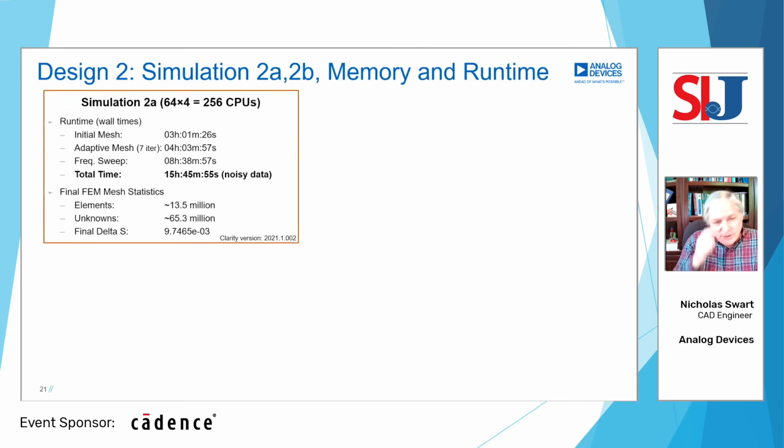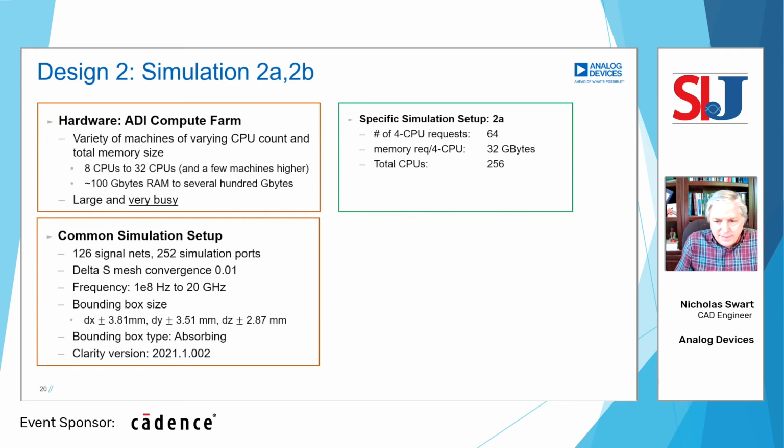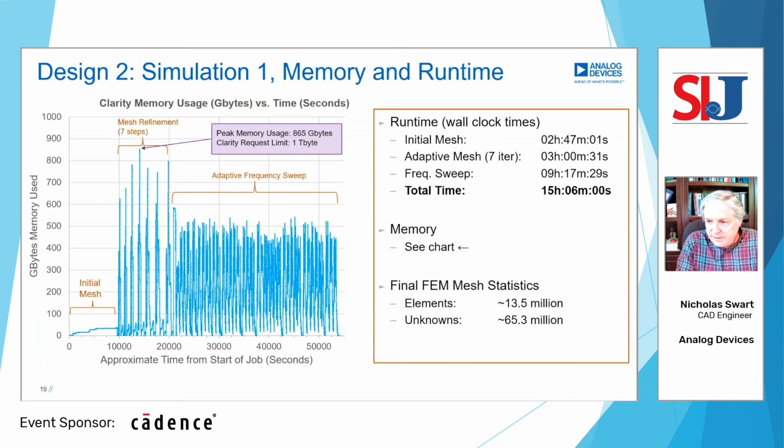Simulation 2A, that's the one using 256 CPUs. Initial mesh 3 hours, adaptive 4. Frequency sweep was about 8 hours and 40 minutes. So total time 15 hours, 45 minutes. And I'm going to jump back here. You'll see 65.3 million unknowns. If I can get my screen to go back, I apologize. Here we go. So 65.3 million unknowns.